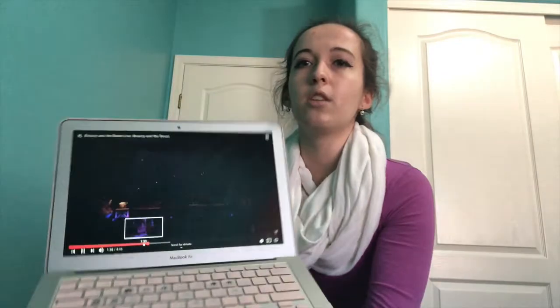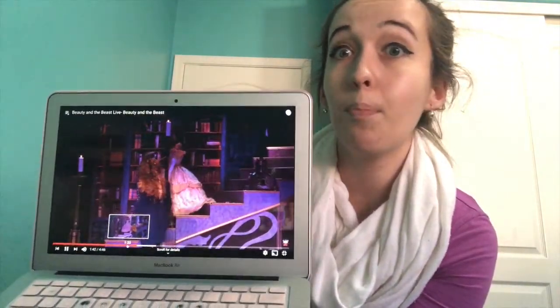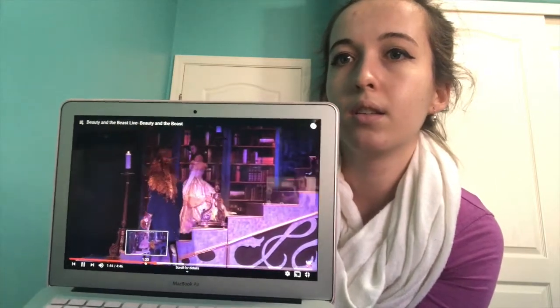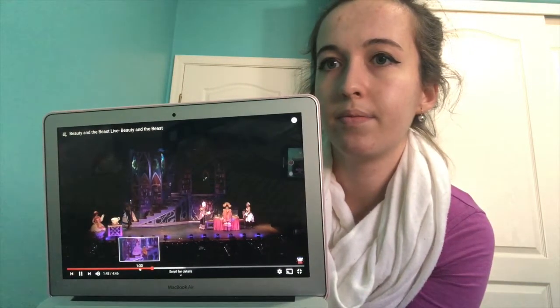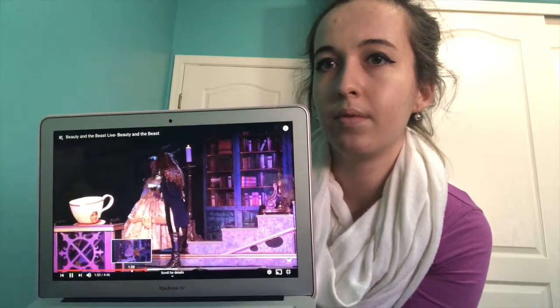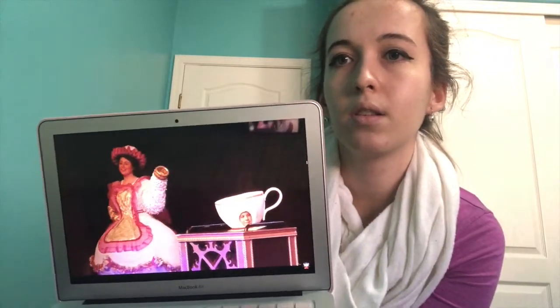You can see the stage and all the costumes that they have for this right now too. There's Belle and the Beast. Put this away. Okay, see her in a second. There she is.